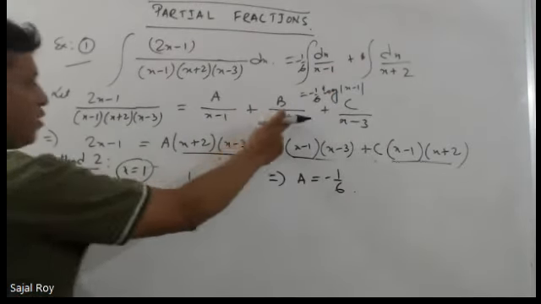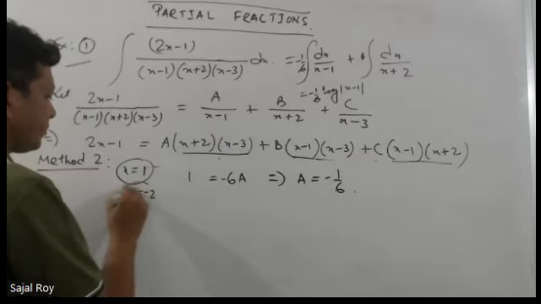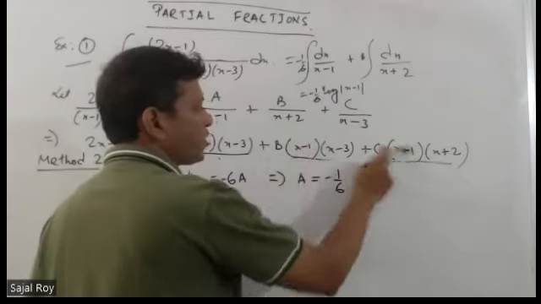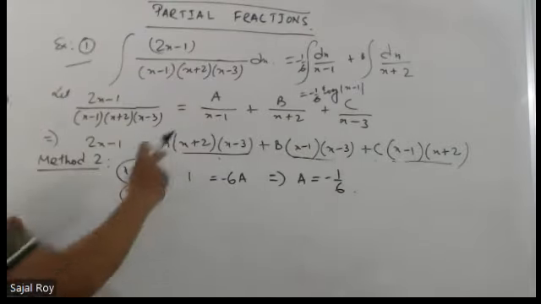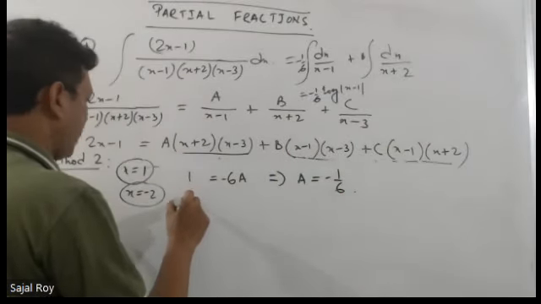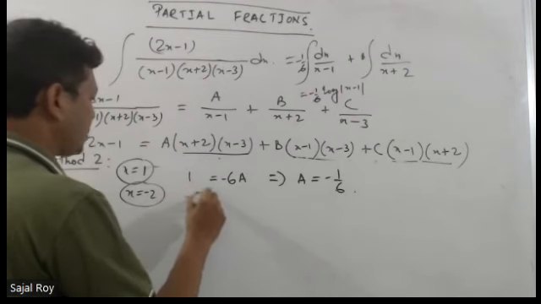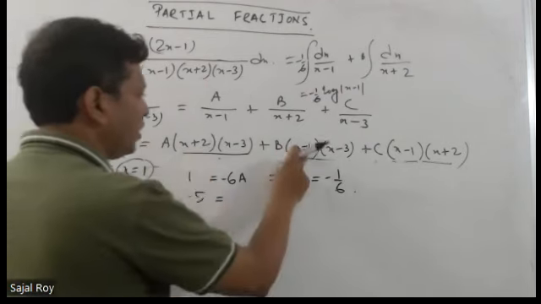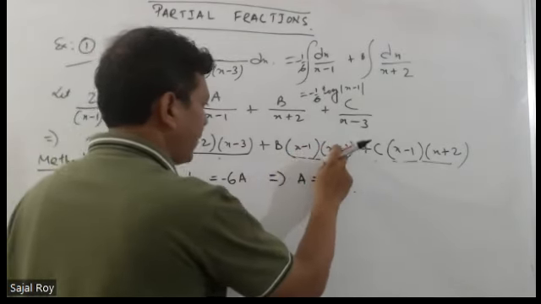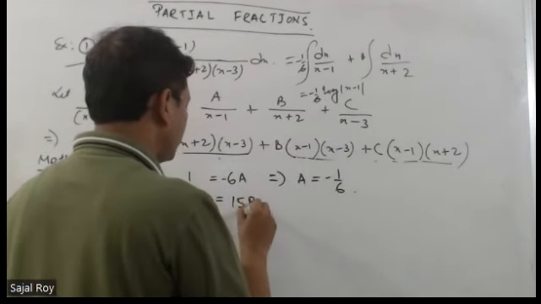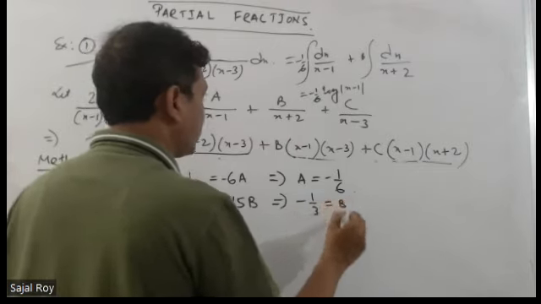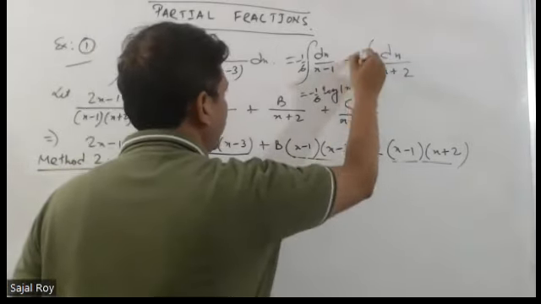What is the next value? The next value is minus 2. Let me write minus 2. The other terms will be 0 if you substitute x equal to 1. If you substitute x equal to minus 2, this term will be 0, this will be 0, but from here you will get b. What is it if you substitute minus 2? Minus 4, minus 1, minus 5. Minus 5, and this is 0. So minus 2, minus 3, and minus 5 gives 15b, right? Minus 1/3. B is minus 1/3, right? Look at that, you are getting it directly.